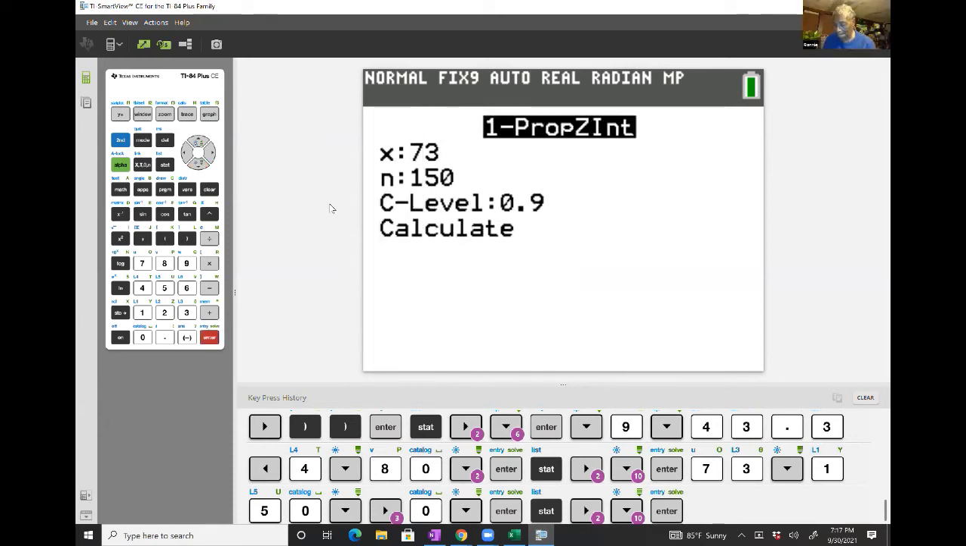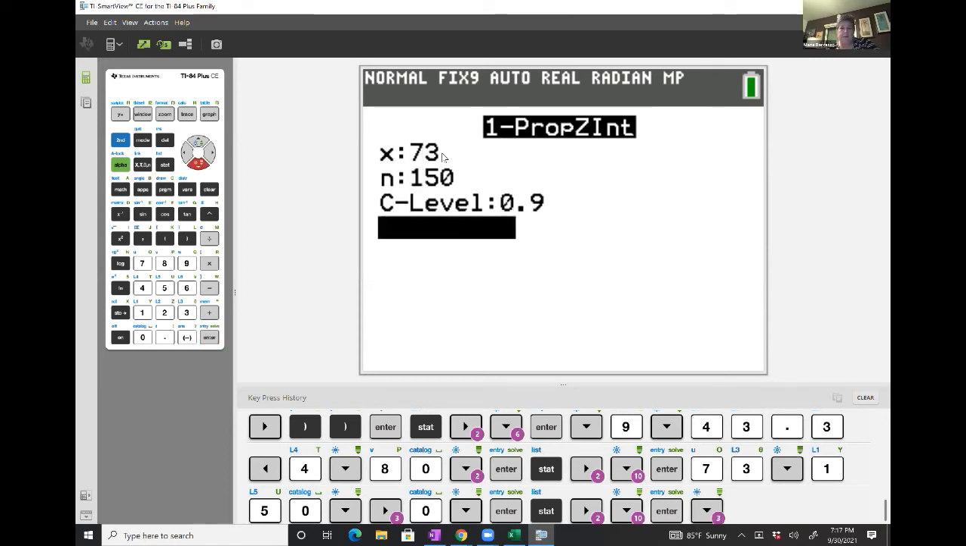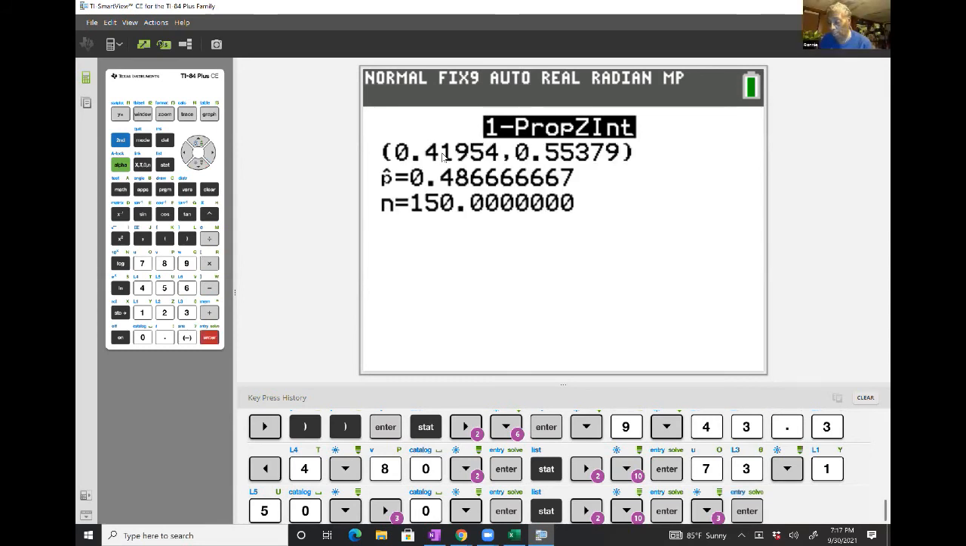All I do is put in the p hat, which is 73 over 150. Go down, your count is 150, and your confidence level is 0.90. Then go down to calculate and hit enter. 0.41954 and 0.55379. And n is 150.